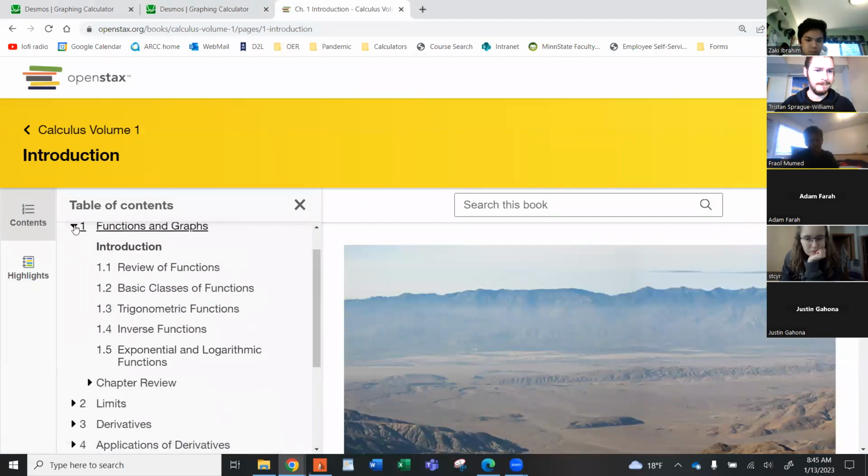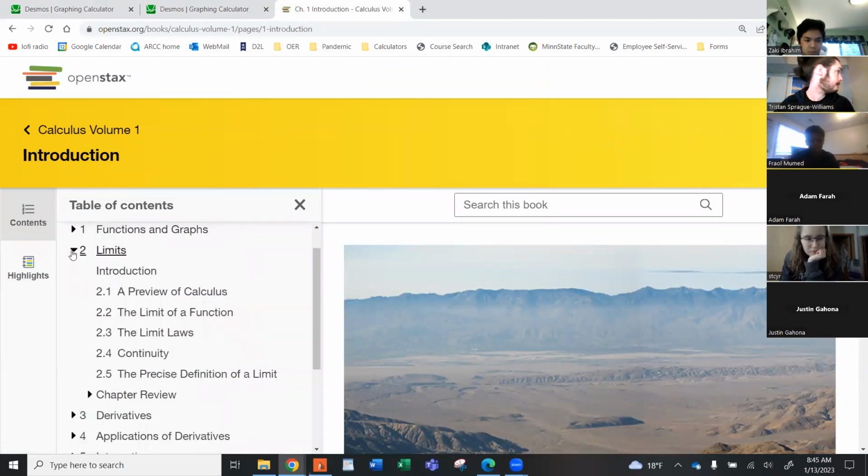So are we doing 2.3 on Tuesday? Yeah, we're gonna start 2.3 on Tuesday. So, a preview.